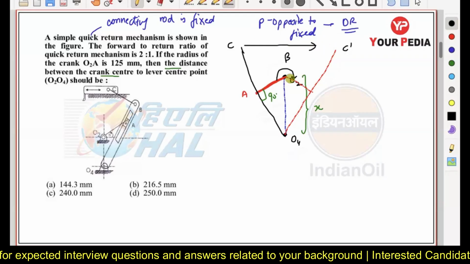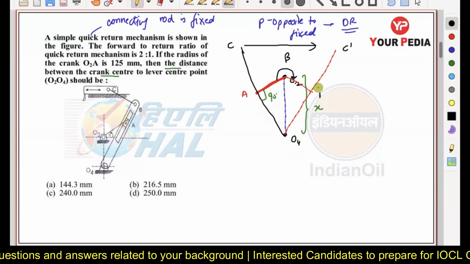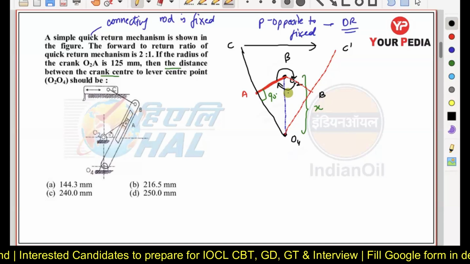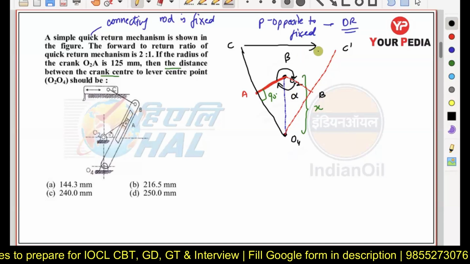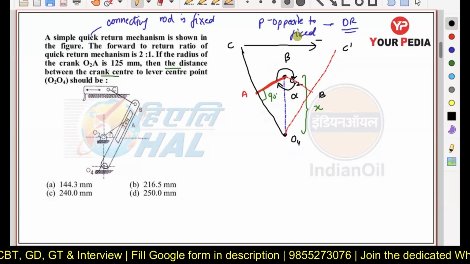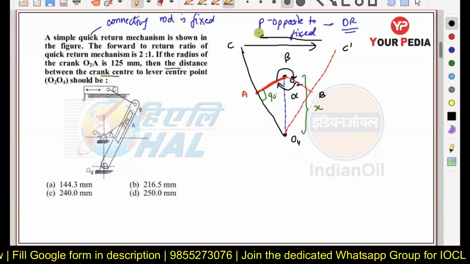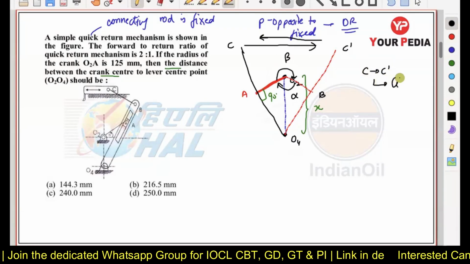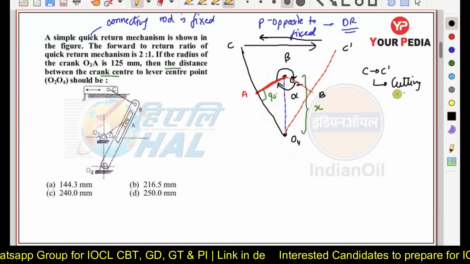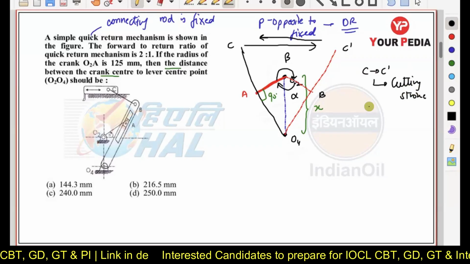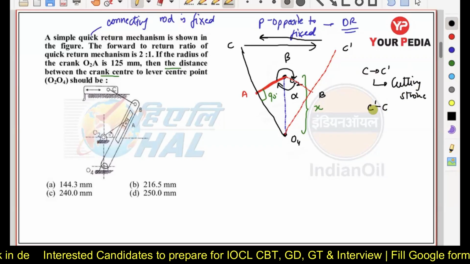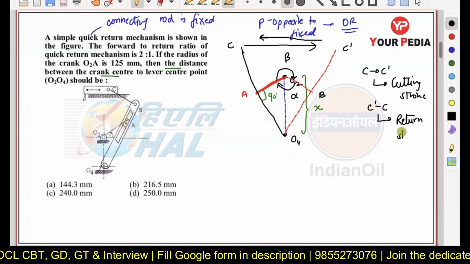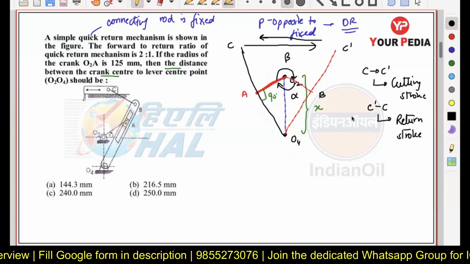So as the crank is further moving from B to A again in the clockwise direction by rotating an angle of alpha degrees, at that point of time the slotted bar is moving back from C dash to C here. So I can say C to C dash is representing the cutting stroke, and C dash to C is representing the return stroke here. That you have to remember.